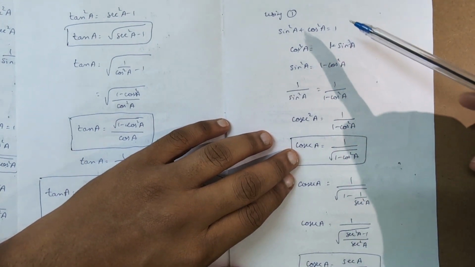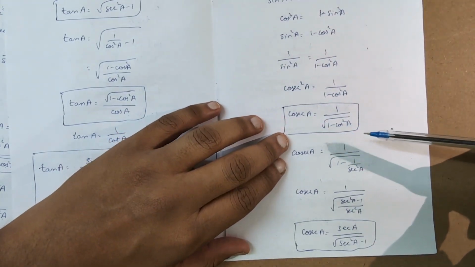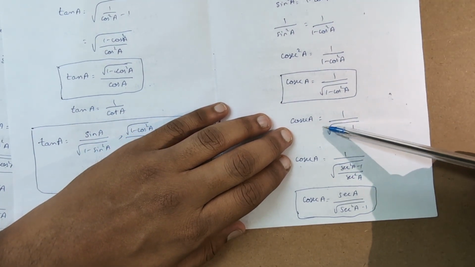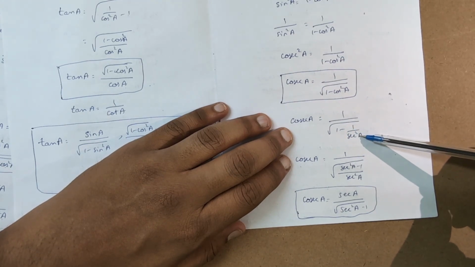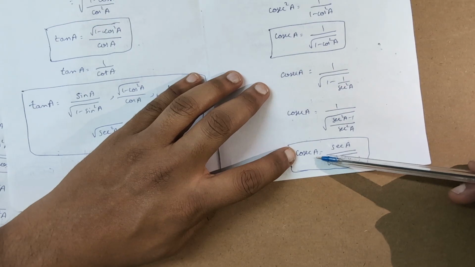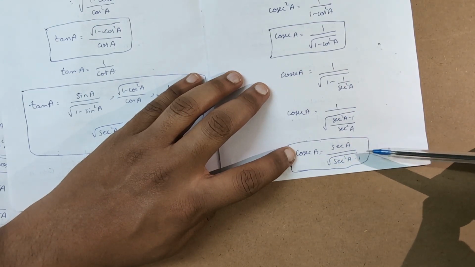So cosecant in terms of sine and cos are done. Now I'm just changing cos to secant by taking the inverse. So cosecant equals 1 by root of 1 minus 1 by secant square A. Taking the LCM and taking the root over, the final answer will become cosecant A equals secant A by root of secant square A minus 1.